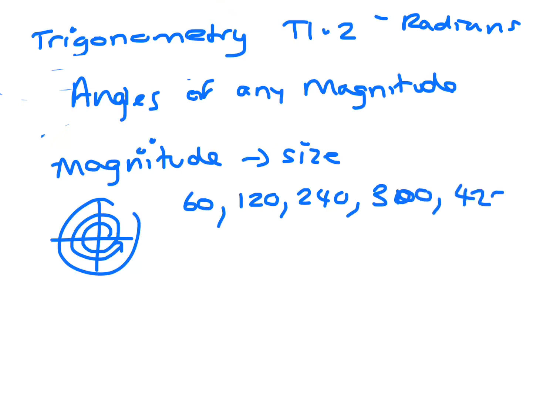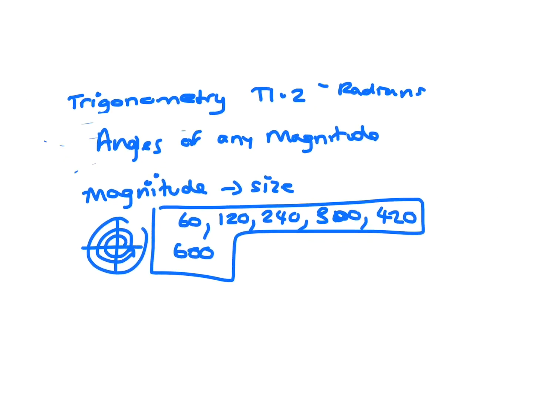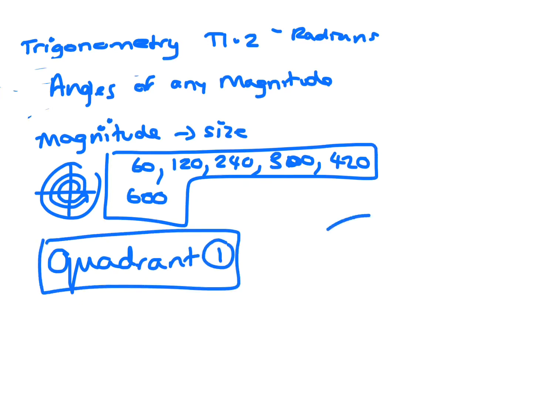you could have 420, spin again, 600, okay? So spinning all the way around. So just want to look at those angles of any size. Now, when we look at those angles, first of all, we can break it up into quadrants. So the first thing I want us to look at is quadrant 1.